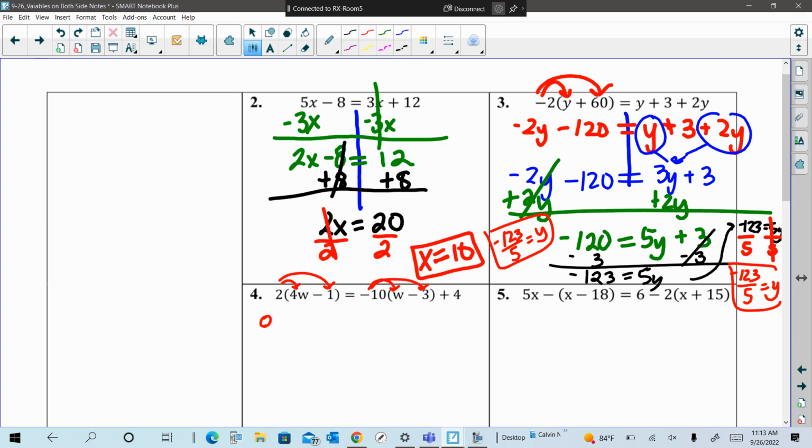All right, your first step should be 8w minus 2 equals -10w, no, sorry, plus 30, then plus 4. Check your signs, check your first step.